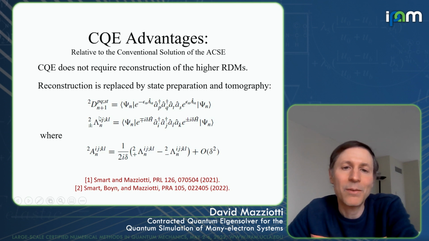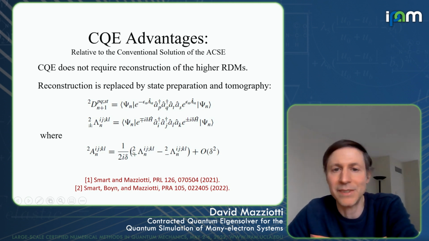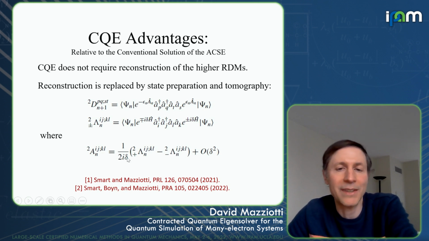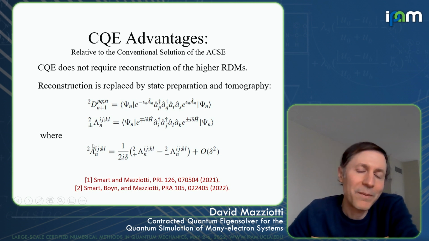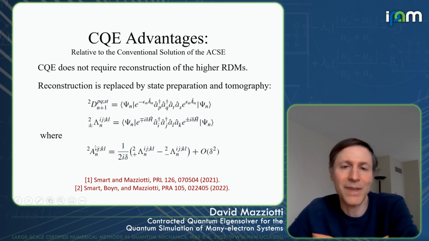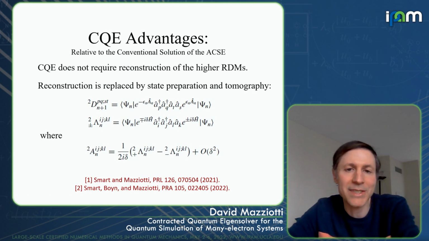And the important thing is from these two gamma states, which are actually the same shape and size as the two-RDM, we can take the difference between them, which is essentially a finite difference divided by the finite difference step size, and obviously a 2 because it's a centered finite difference. And then we basically end up with a numerical approximation to our residual of the ACSE, but without actually reconstructing the higher reduced density matrices.